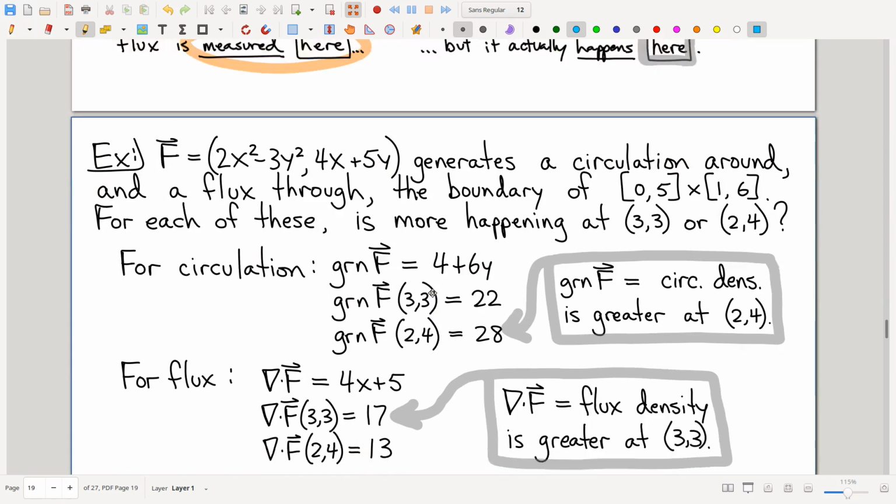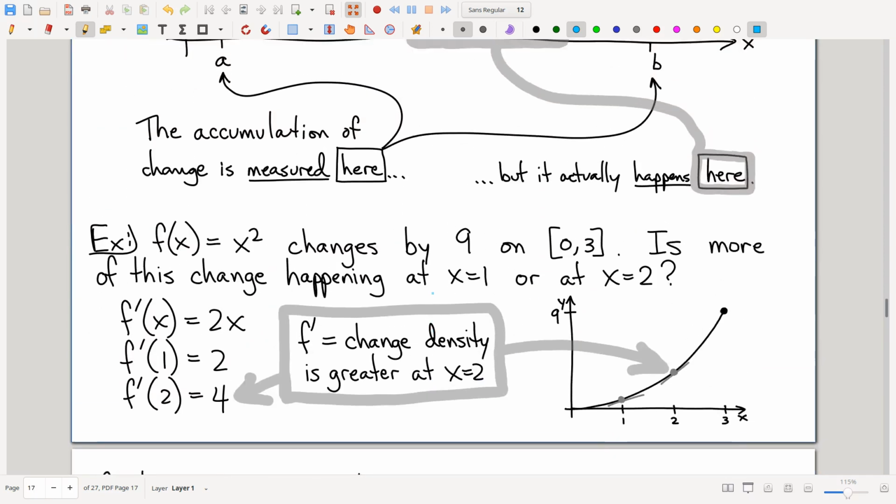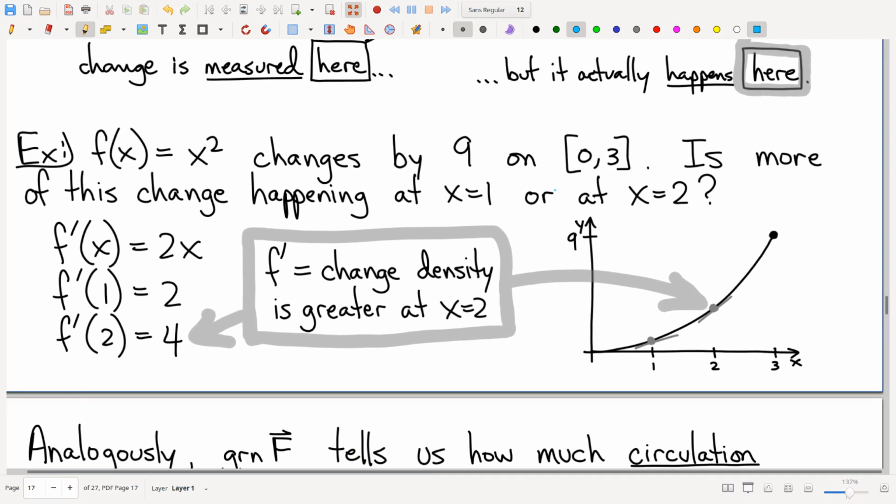You can throw some numbers on this. Here we go. This is a circulation and flux analog of this change example that we saw earlier. There's an accumulating quantity called change. We have its associated density called the derivative. Where is the change happening more? Is it happening more near this point or more near that point? I will plug into the density. The density will tell you literally how much is happening near these points. That's what a density is. Right?